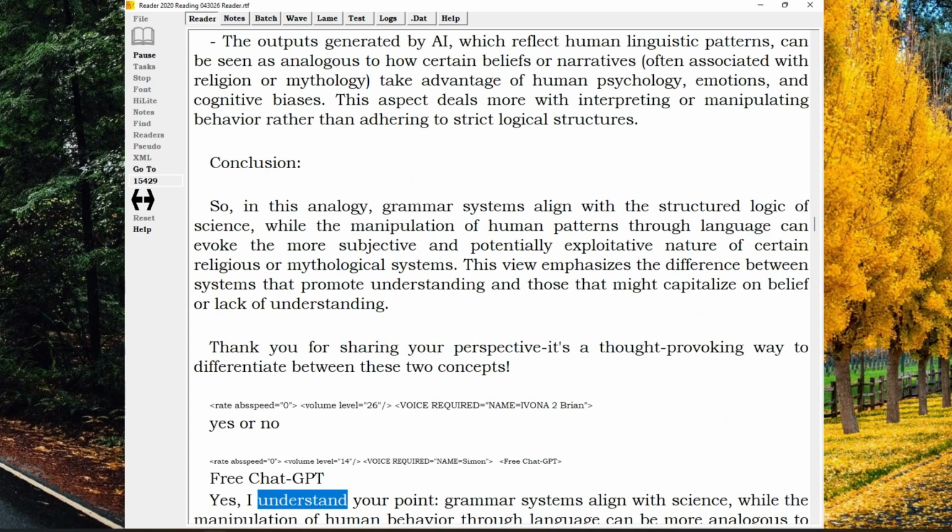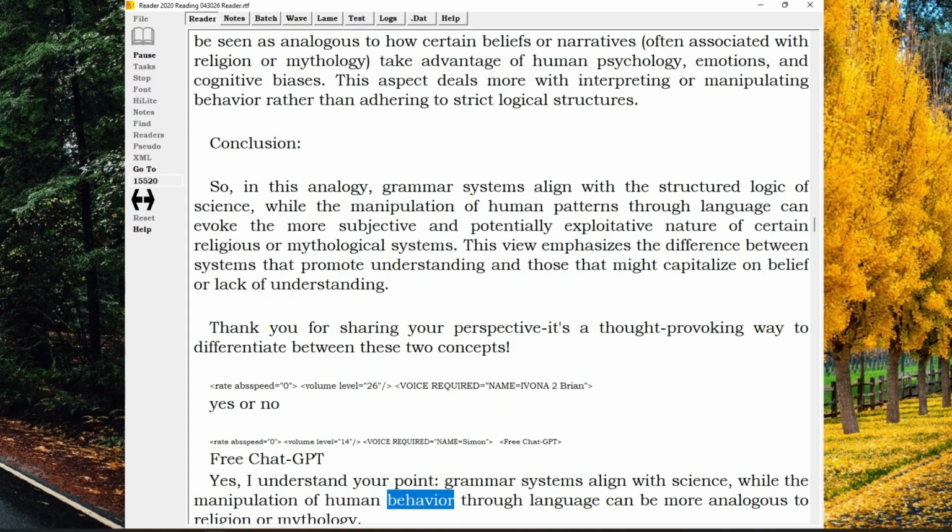Yes, I understand your point. Grammar systems align with science, while the manipulation of human behavior through language can be more analogous to religion or mythology.